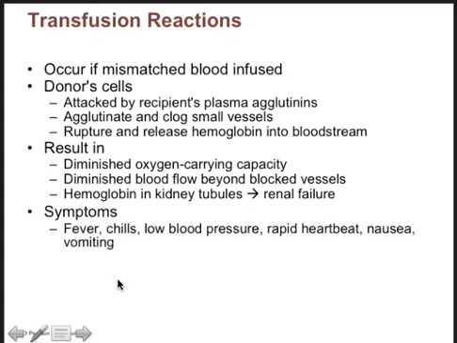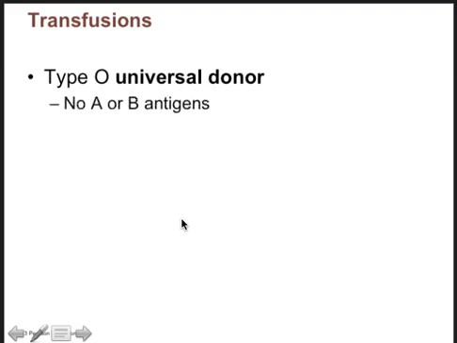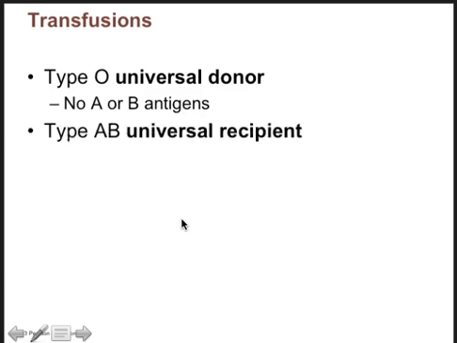Symptoms include fever, chills, low blood pressure, rapid heartbeat, nausea, and vomiting. The treatment is to prevent the kidney damage using fluids and diuretics to wash out the hemoglobin in an attempt to save the individual's life. A type O individual is termed universal donor because they have neither the A or B antigen on the surface of their erythrocytes. A type AB individual is termed universal recipient because they do not have either the anti-A or anti-B antibodies in their plasma.